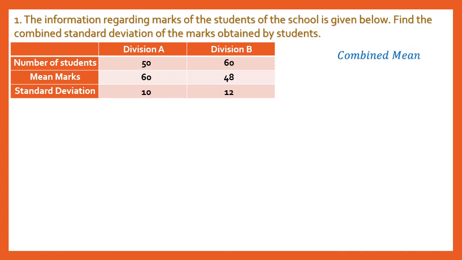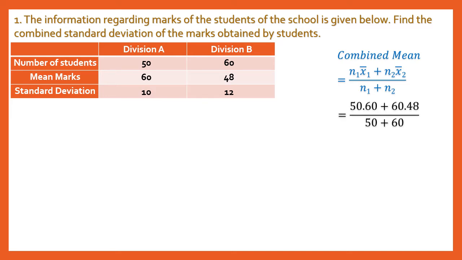Now, to calculate combined standard deviation, we need to calculate combined mean first. The formula, as we know, N1 x bar 1 plus N2 x bar 2 upon N1 plus N2. N1 is 50, x bar 1 is 60, N2 is 60, x bar 2 is 48. So number of students for division A multiplied by mean marks of division A plus number of students of division B multiplied by mean marks of division B divided by total number of students, that is 50 in division A and plus 60 in division B.